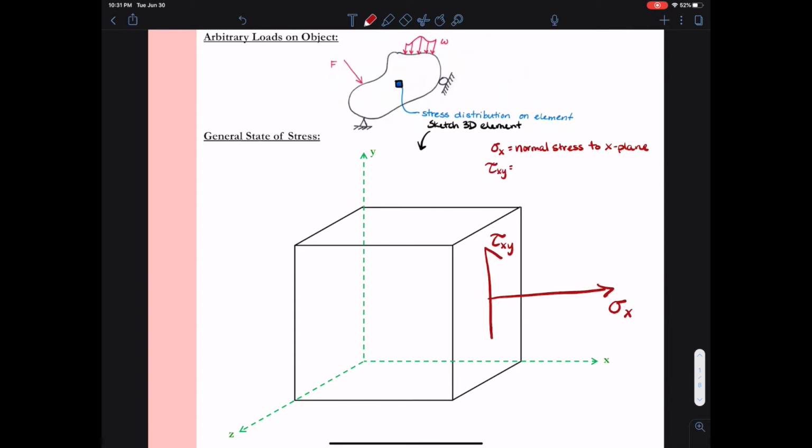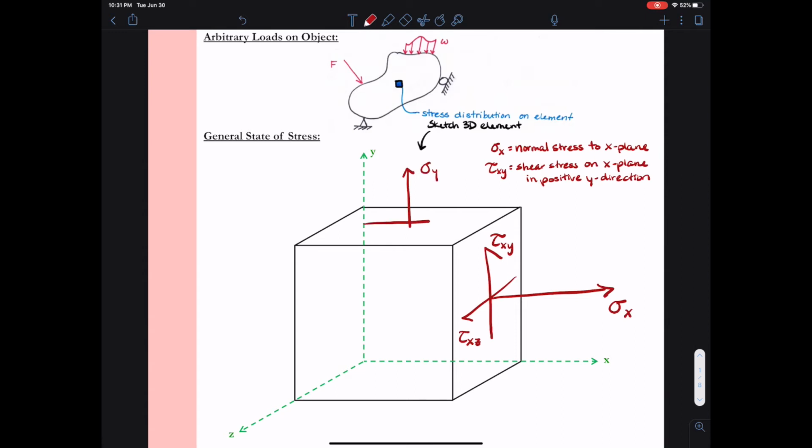So tau xy is our shear stress, and it is the shear stress on the positive x-plane in the positive y direction. So the subscript xy means it's on the positive x-plane in the positive y direction. Remember from mathematics that we can always define a plane by its normal vector. So the plane on the right side of this cube has a normal vector in the positive x direction. So this is the positive x plane, positive y direction. I just drew in here a shear stress that was on the positive x plane in the positive z direction.